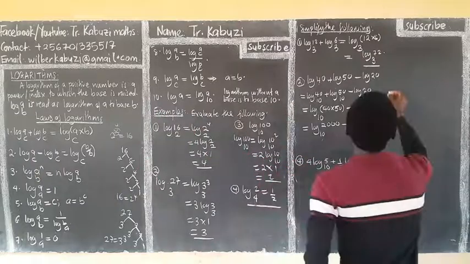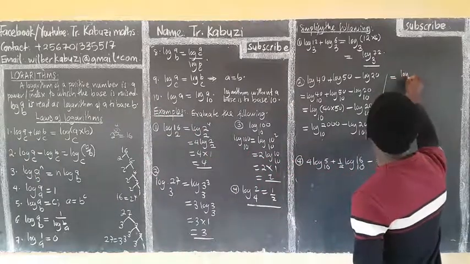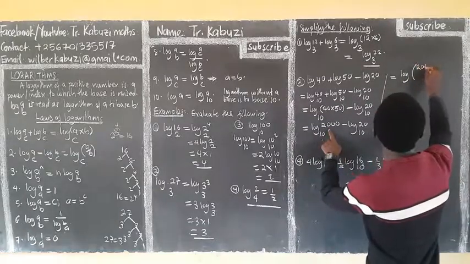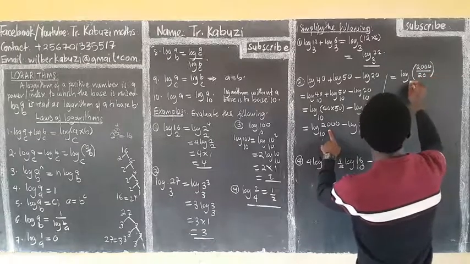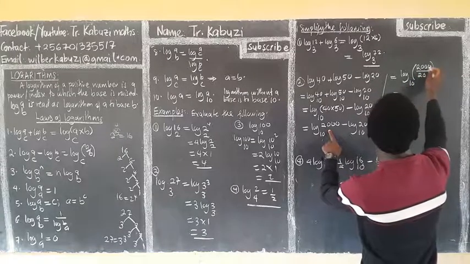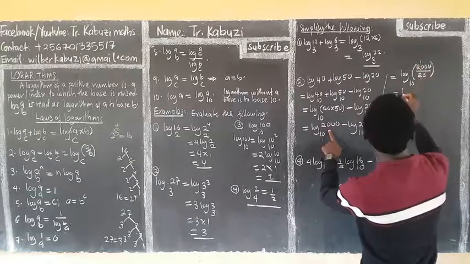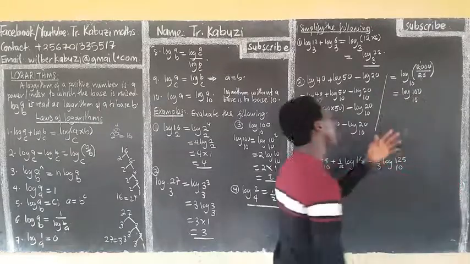So now, allow me to write this here. This will be giving me log of 2000 divided by 20, base 10. Now you see this goes by this one, so I have log 100 base 10. Now here I gave you a simple method.